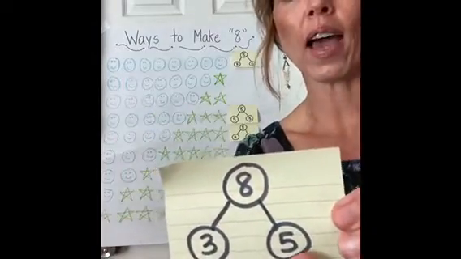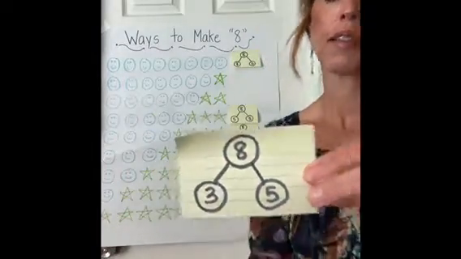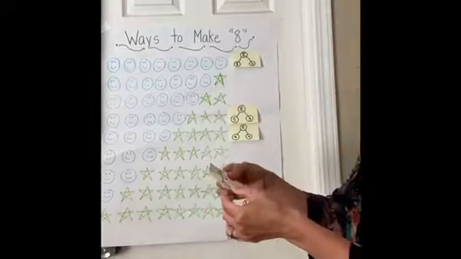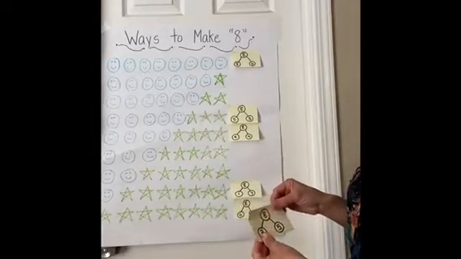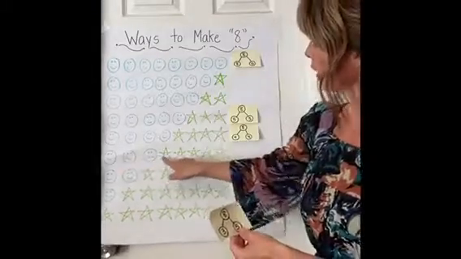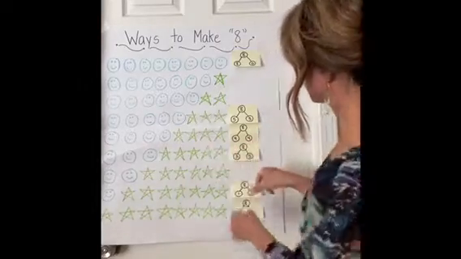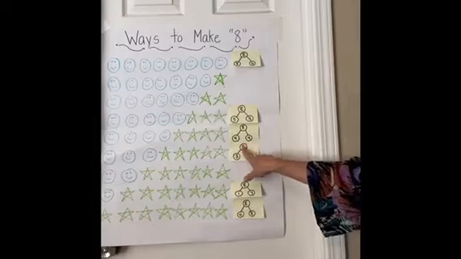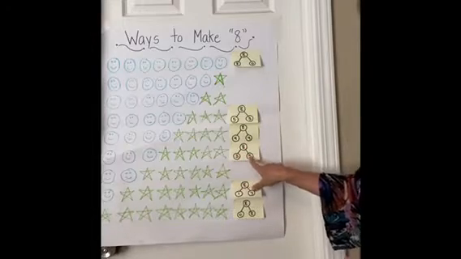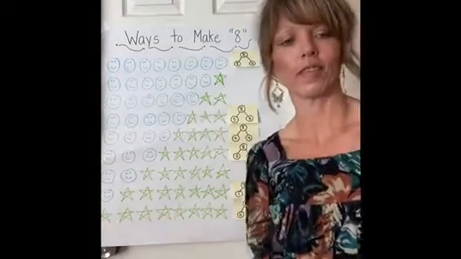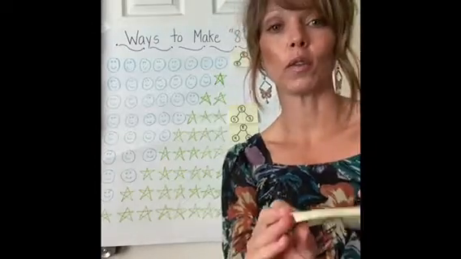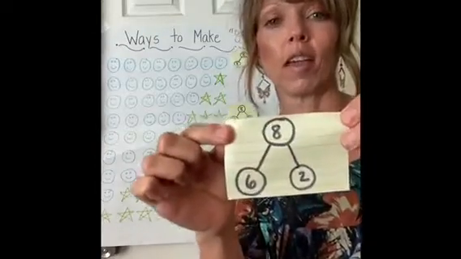3 plus 5 equals 8. Now we're looking for 3 happy faces and 5 stars. 3 plus 5 equals 8. And remember, we can also say that as 8 equals 3 and 5. So, lots of different ways to say these.